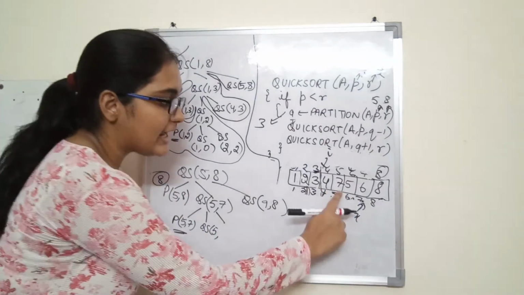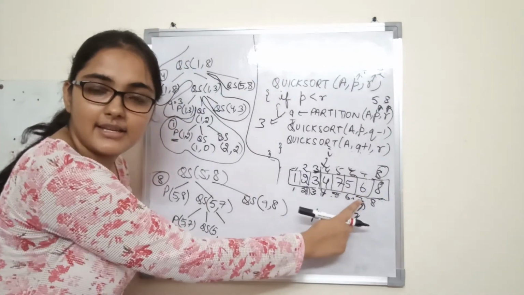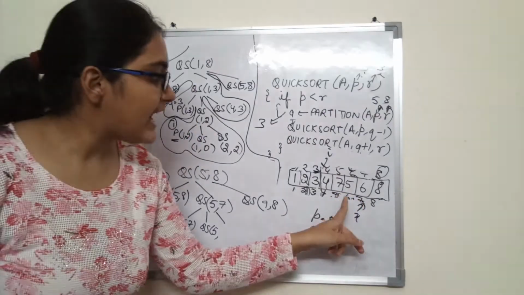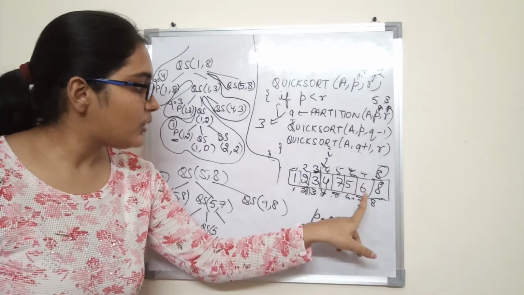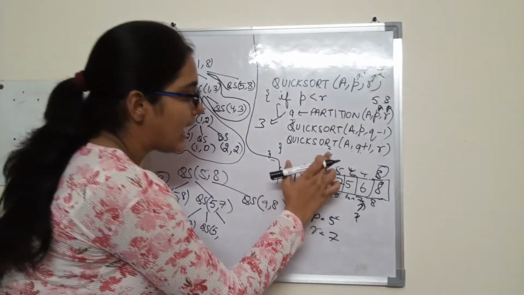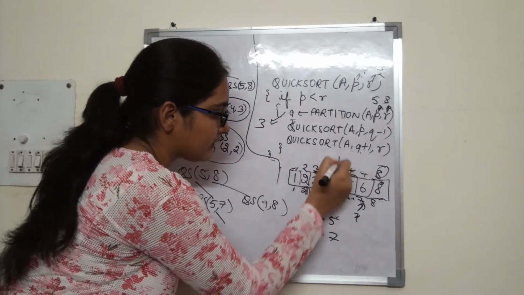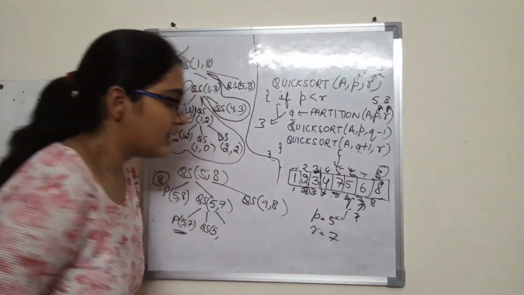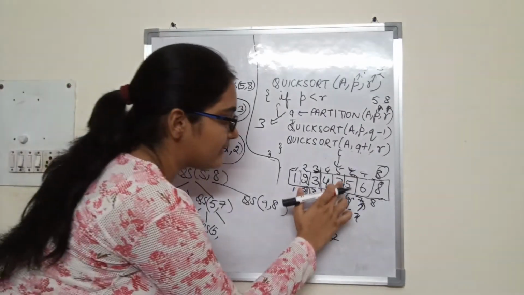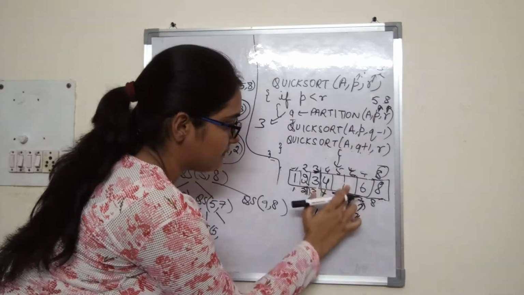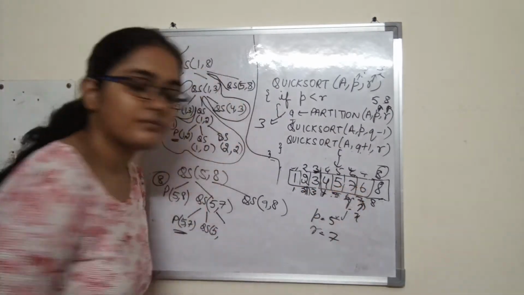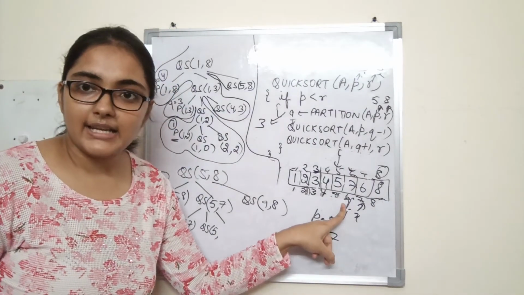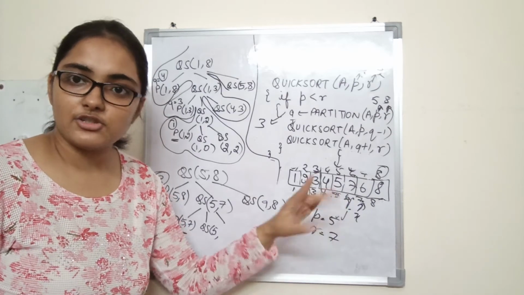What happens? Is A of J less than or equal to pivot? 7 is less than or equal to 6? False. So what will happen? J will simply increment. So now 5 is less than or equal to 6? True. So what will happen? I is incremented. I will point to here now, and A of I and A of J will be exchanged, that is 7 and 5 will be exchanged. Alright, and now j had to run only till r minus 1, so r minus 1 is reached, so j stops here.